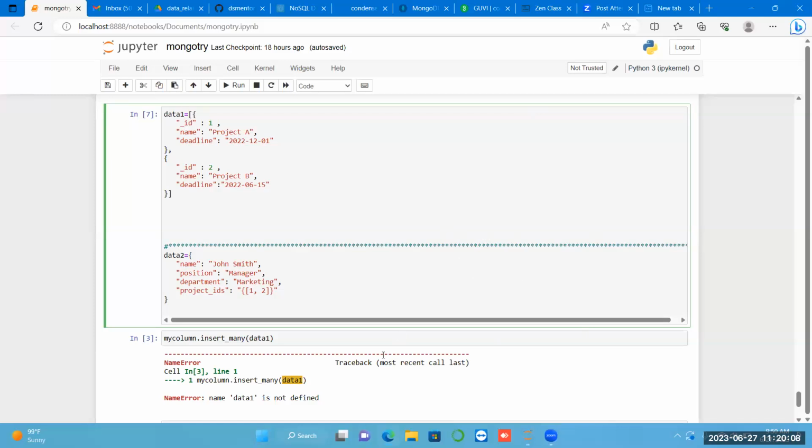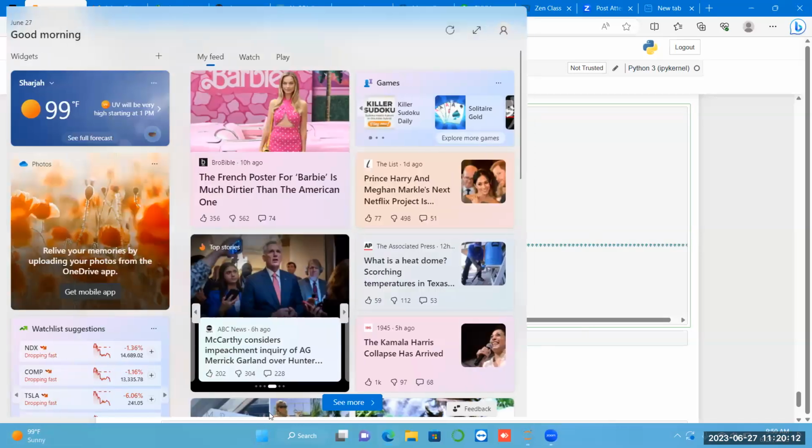Why is it taking so long? Yeah, it came. Just where is the data?